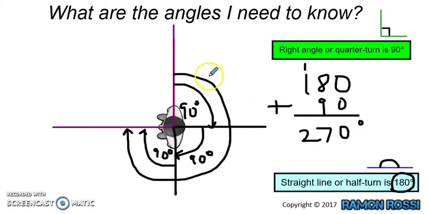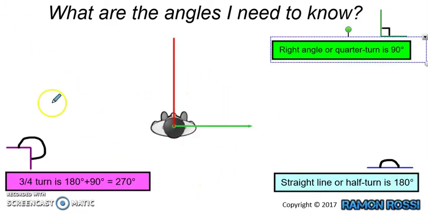So that we call a 3/4 turn. Can you see that's the same as sort of like 3/4 of a cake? Or he's got 1/4 left to do a full turn. So a 3/4 turn is 270 degrees. We've got that there now to remind us.